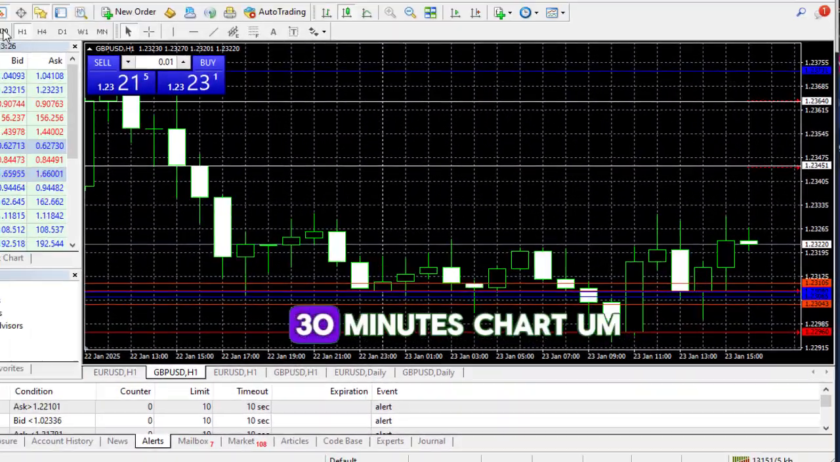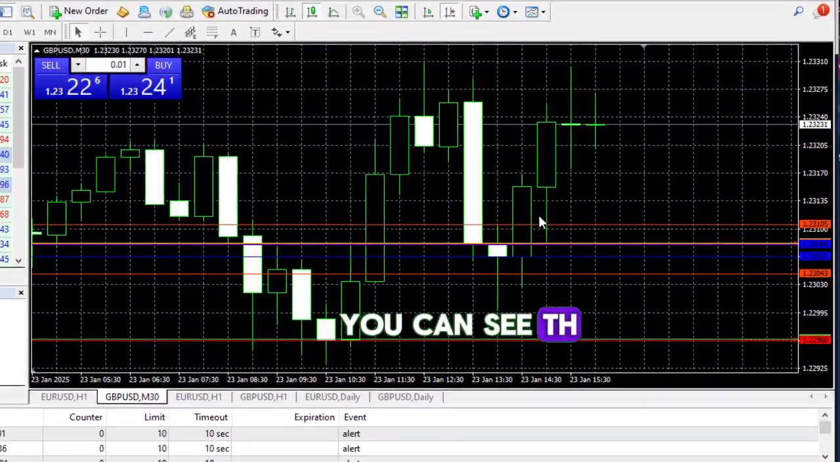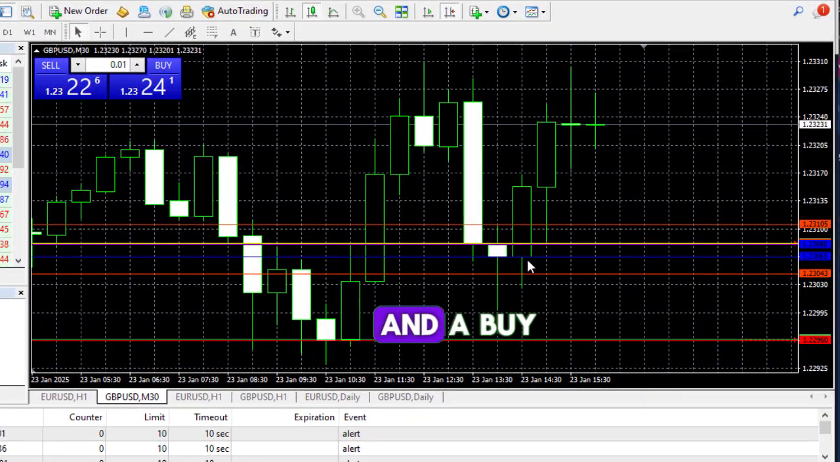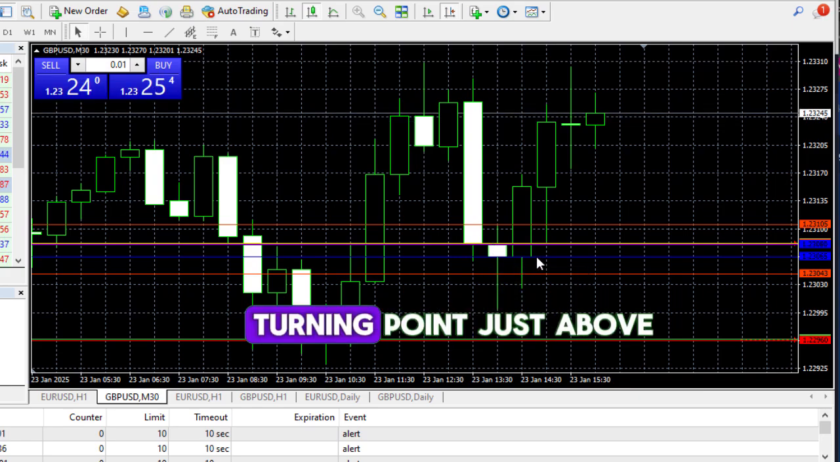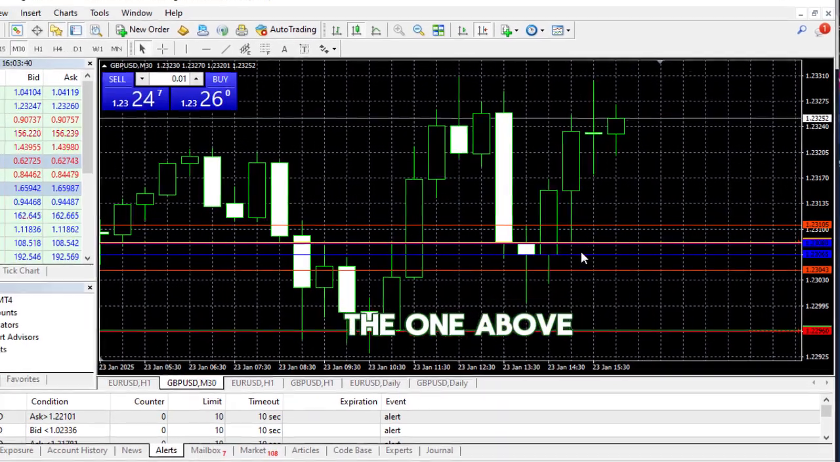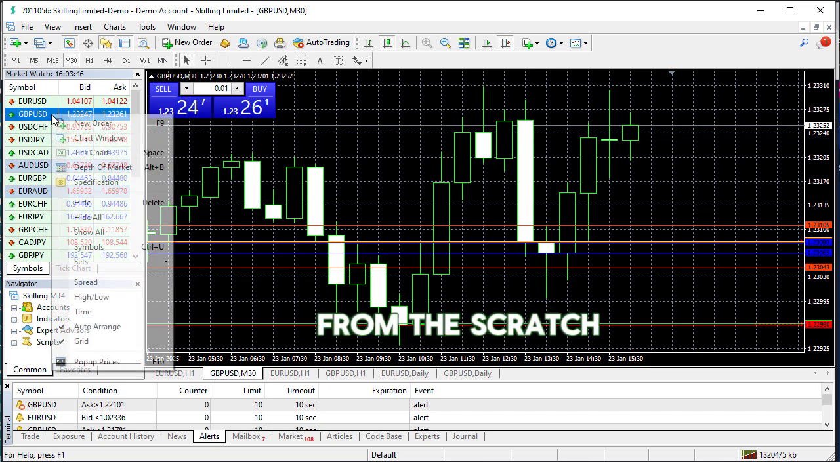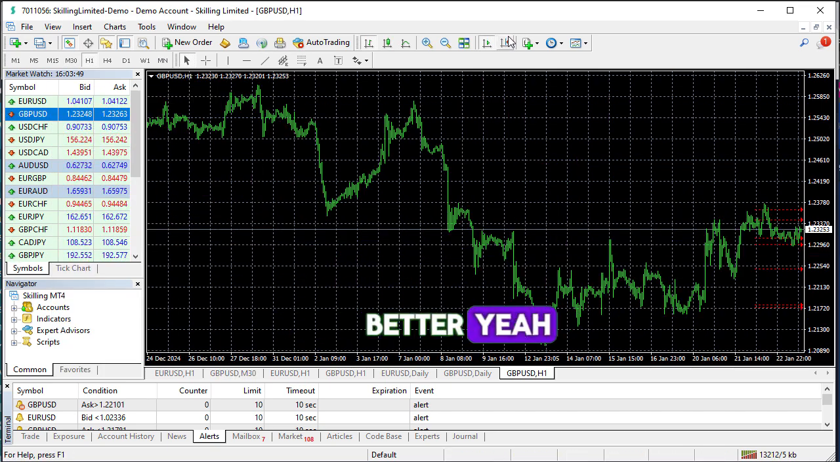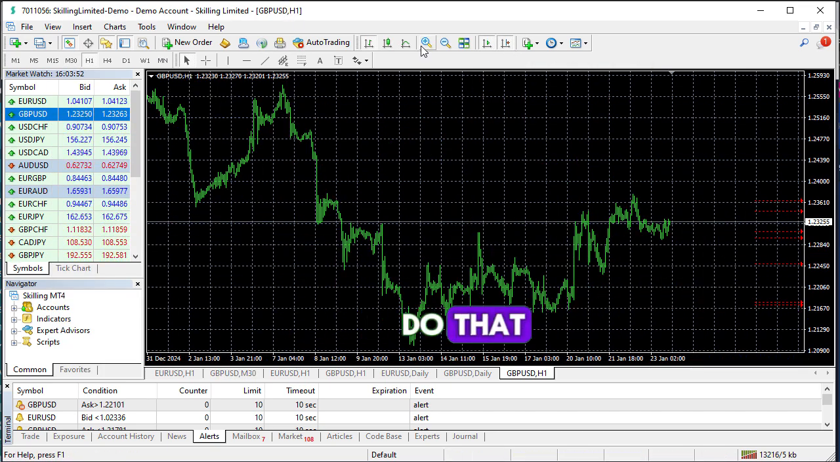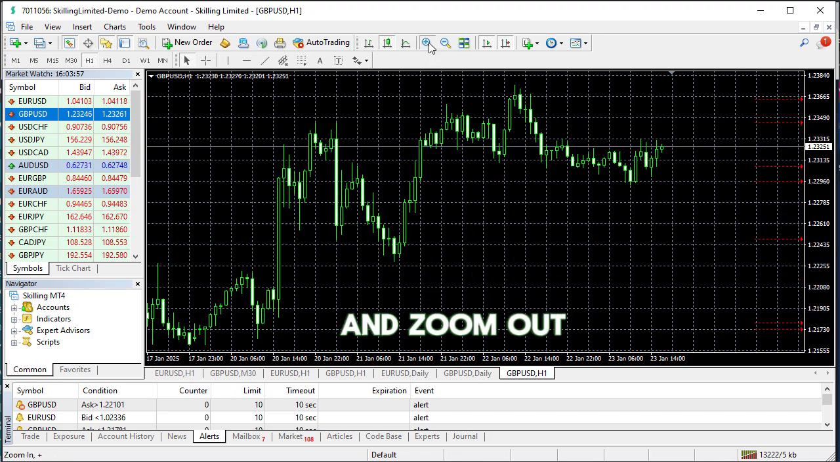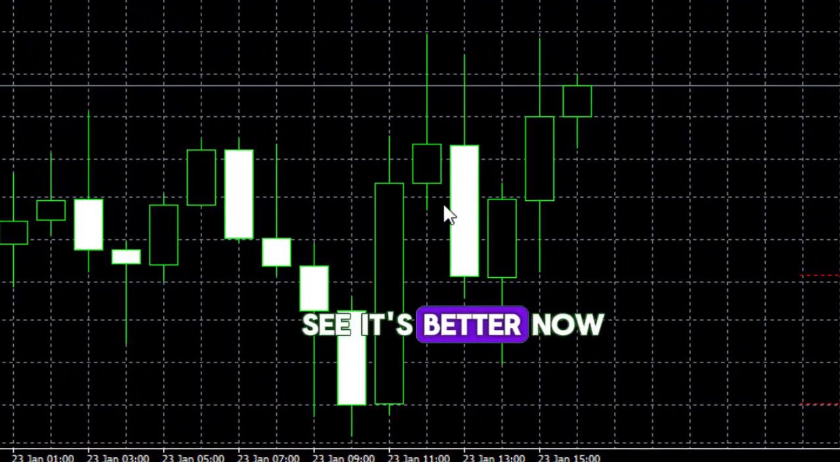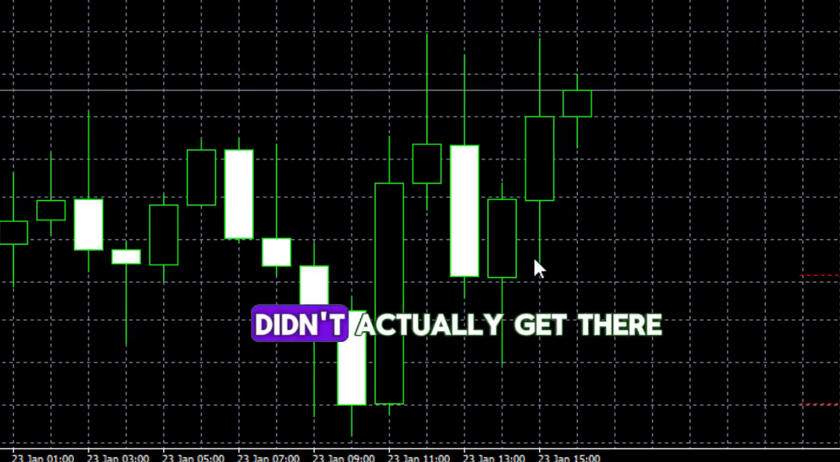If I go to the 30 minutes chart, you can see that on 30 minutes we have a sell and a buy here. This is another turning point just above the one above. Do you know what? In fact, let me just reconstruct this for you from scratch so that you can appreciate it better. Yeah, I think we have a little time to do that. So let me go to chart. Let me go to 1 hour. Let me zoom out so I'm on 1 hour, so you can see it better now. You can see that that move down didn't actually get there.